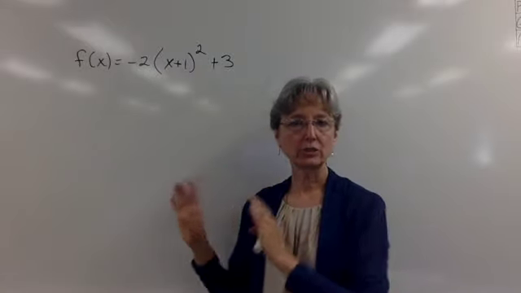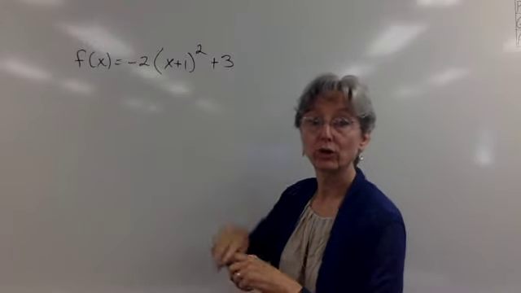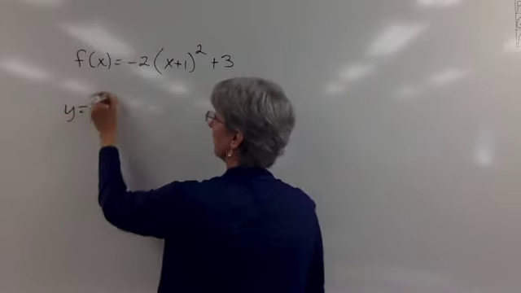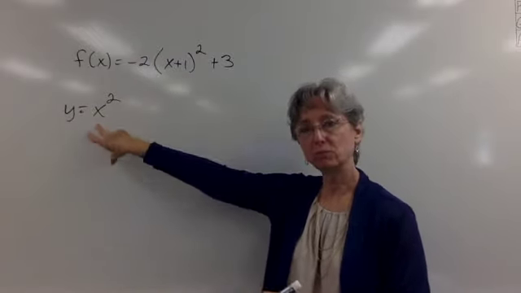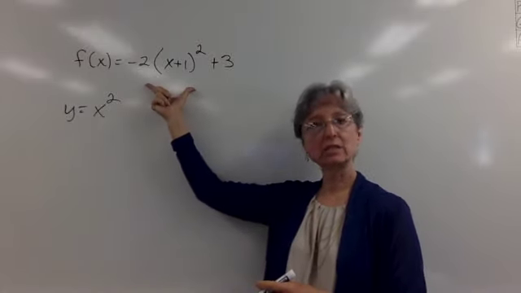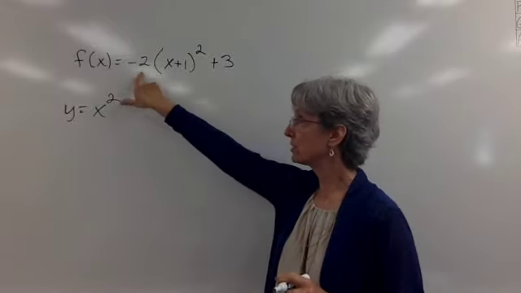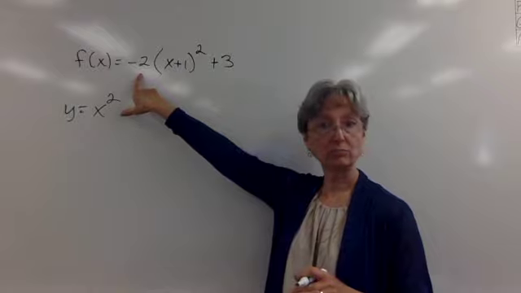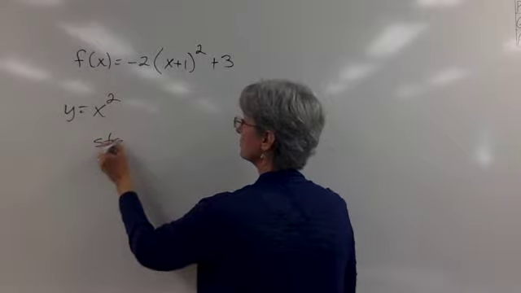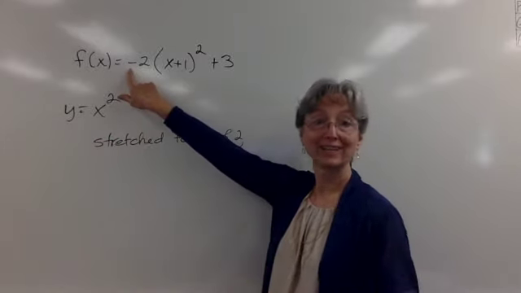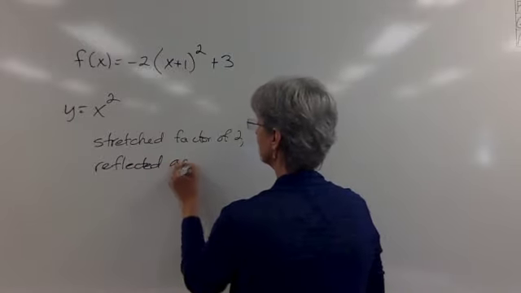Another type of question that you're going to be asked for this is what transformations were applied to get to that. So what did we do to the parent function of y equals x squared to get to this equation here? You want to list everything that was done. First, you can see that it was stretched by a factor of 2. So you would write this out: stretched by a factor of 2. This negative reflected across the x-axis because it flipped up and down, right? Across the x.